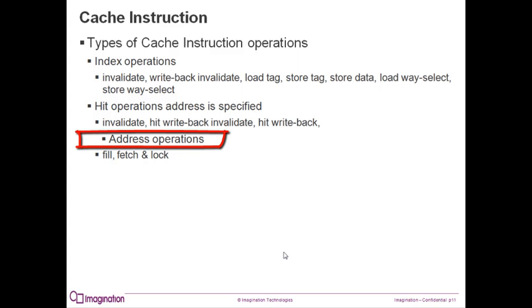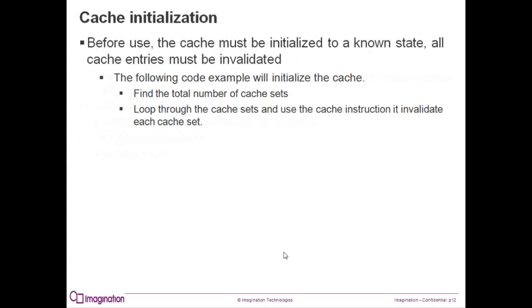Last, there is the address operation type. For this operation type, the operation can only be carried out if the virtual address misses in the cache, indicating that the cache does not contain valid data for that address. These operations, such as data cache line fill or instruction fetch, or locking data or instructions into the cache so that valid lines aren't normally replaced.